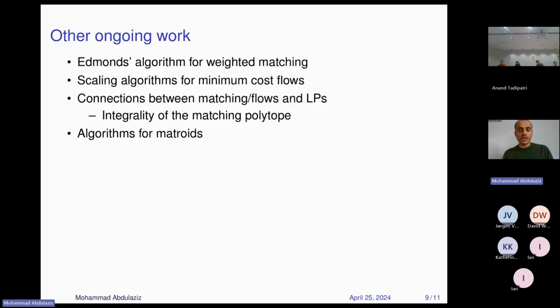I'm also working with students and other collaborators on a few other results from combinatorial optimization and formalizing them. We're working on algorithms for weighted matching, for instance, which is a generalization of Edmonds' algorithm, and also algorithms for minimum cost flows and for connections between matching, flows and linear programs, as well as algorithms for matroids. For example, the algorithms for minimum cost flows were done by one of my current PhD students, Thomas Ammer, and it's currently under review.